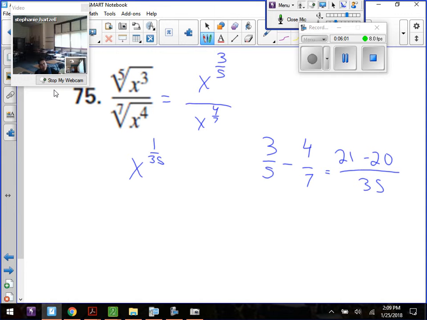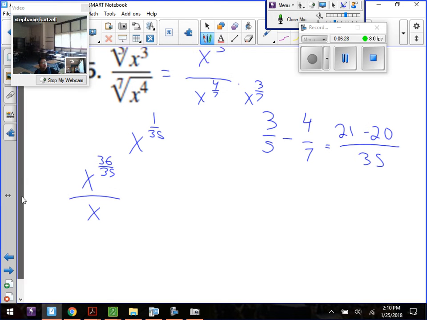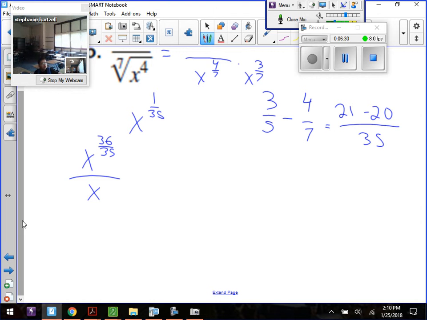Wait, what? Did you do this and multiply top and bottom by x to the 3/7? If you did it that way, then you'd have to simplify out further. And there's nothing wrong with that. But what happens is that when you did it that way, what was your numerator when you did the 3/7 up top? Go on, yeah, you're right. Go ahead, George, say it.